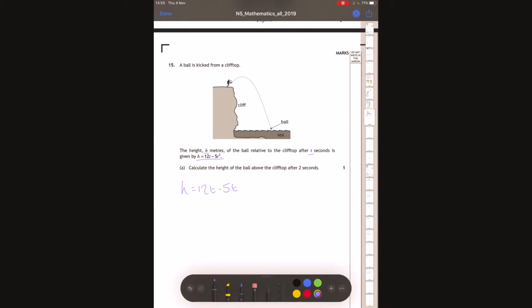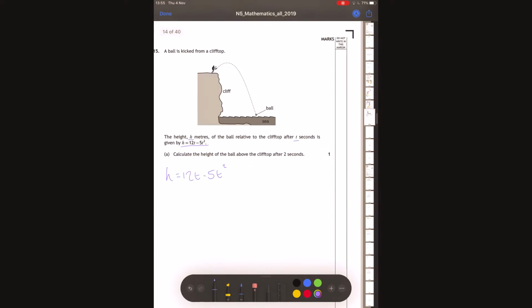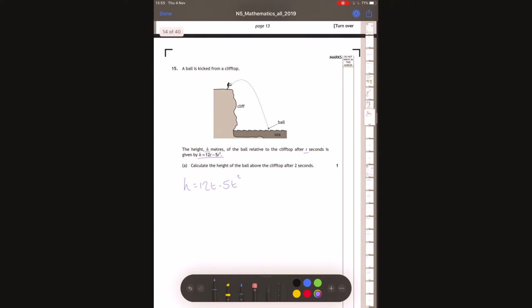These sort of questions, I found them quite confusing. When I first did them, I was not too sure, especially part B, which we'll get onto in a minute. But once you see it, you can't unsee it, guys. So, anyway. Calculate the height of the ball above the cliff top after 2 seconds.